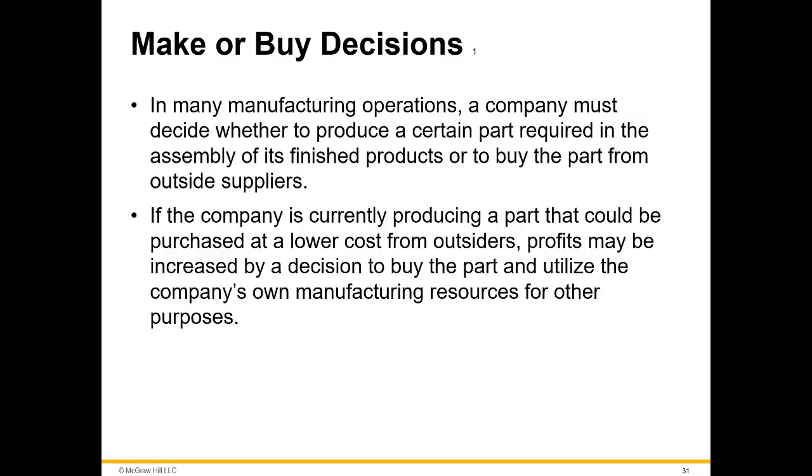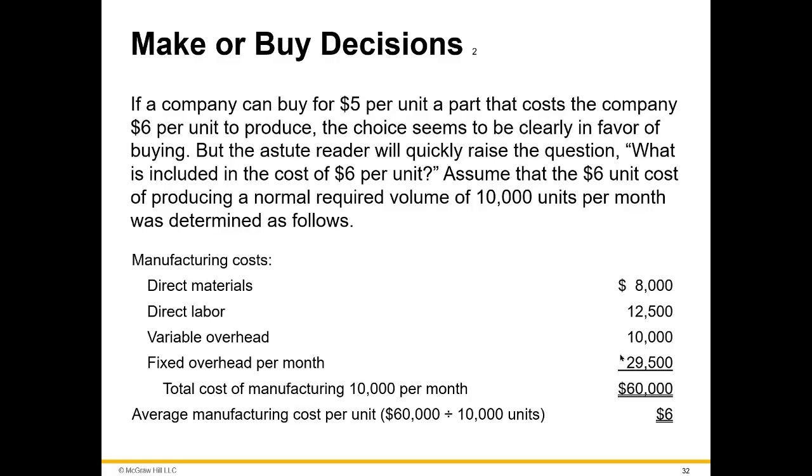The next incremental decision is make or buy decisions. In many manufacturing operations, a company can just produce it themselves or buy it from an outside supplier. If the company is currently producing a part that could be purchased at a lower cost from outsiders, perhaps profits can be increased and use the company's own manufacturing resources for possibly higher margin products or other products. So if a company can buy for $5 per unit a part that costs the company $6 to produce, the choice seems to be clearly in favor of buying. Okay, so we can buy it for $5, costs us $6.